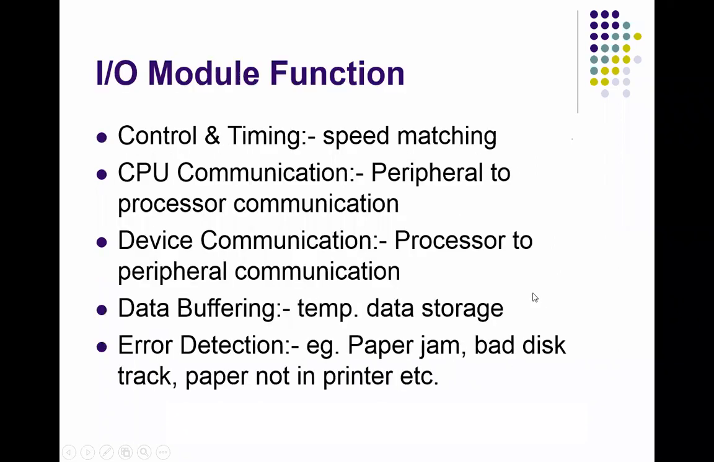Okay, so IO module functions. These functions we have already discussed earlier: control and timing, which is required for speed matching, CPU communication, peripheral to processor communication, device communication, processor to peripheral communication, data buffering, temporary data storage, and error detection. Again, in input-output devices, errors may occur not only in data but also in the devices, like a paper jam, bad disk track, paper not in the printer. These are the different input-output device errors, and all this kind of error could be detected.